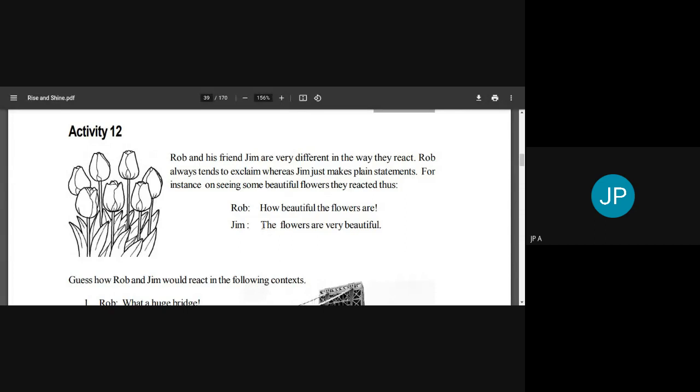And there is a lot of emotion when you say how beautiful the flowers are. Okay? There is a lot of emotion when I say this. Okay? So this sentence which I have typed into the chat box, it expresses a lot of emotion, which is not there in the other sentence.